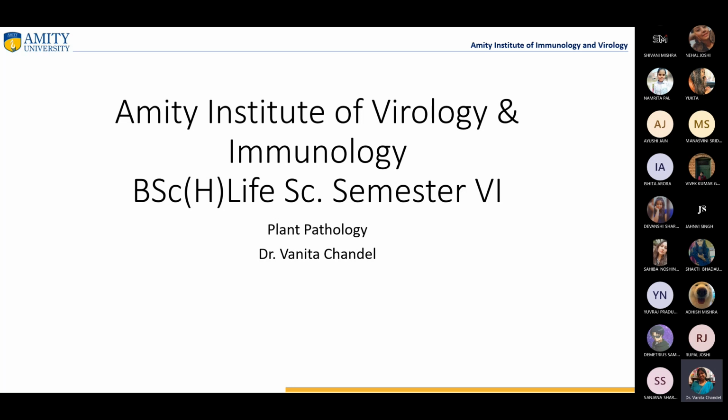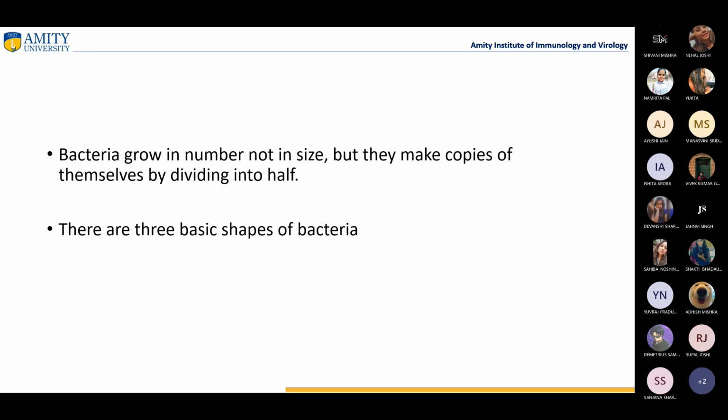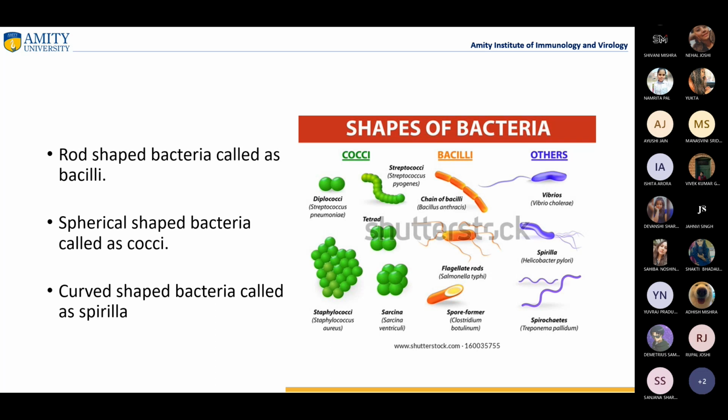If we talk about bacteria, first we'll go through what bacteria are and their general characteristics, which you all know because you've studied the Micro 1 and Micro 2 courses. So I'm sure these things are not new to you, right? We know that bacteria are single-celled microscopic organisms, grouped as prokaryotes, which means absence of a nucleus, and they grow in numbers, not in size. They make copies of themselves by dividing in half. There are three basic shapes of bacteria: rod shaped, spherical, or curved, spiral shaped, and there are cocci, bacilli, and many other shapes in which they are commonly found.